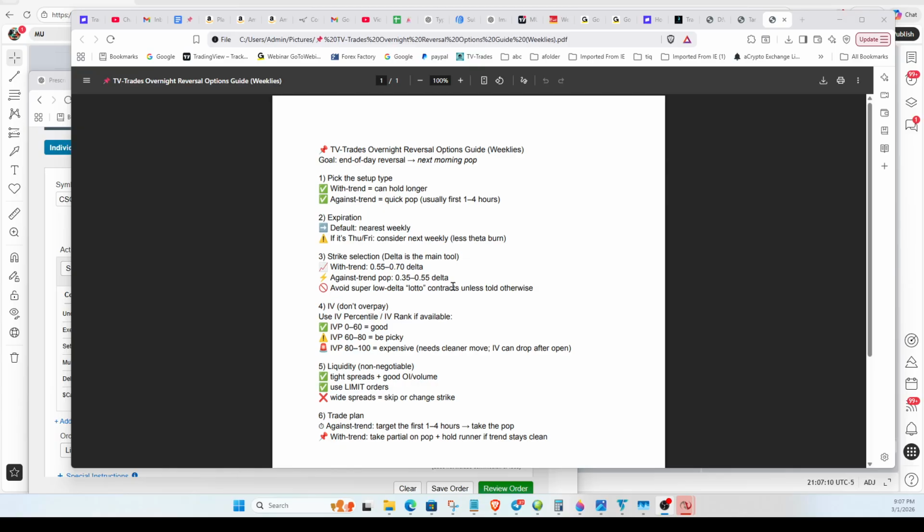All right, avoid super low delta because it's lotto. The chances are it's going to expire worthless if you have a super low delta on it. That means you own way out of the money. So that is the delta.